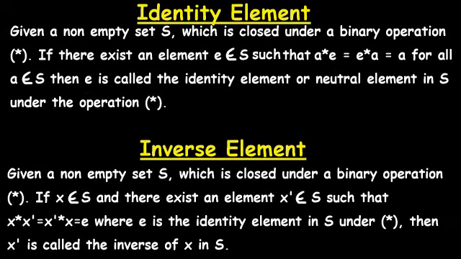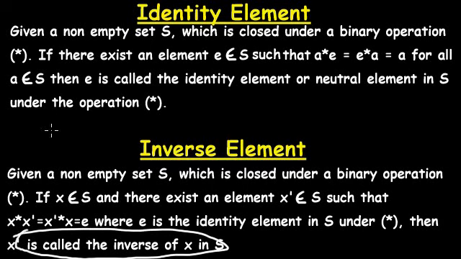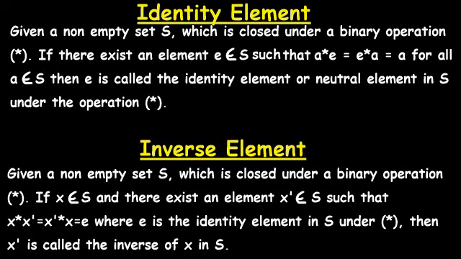Similarly, for the inverse element, given a non-empty set S which is closed under a binary operation at stake, if X is an element of S, which is a particular element in S, and there exists an element X prime such that when X is combined with X prime, the result is the same as X prime being combined with X, and at the end of the day, the result provides the identity E, then X prime is called the inverse of X in S.